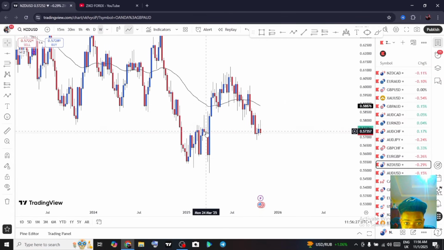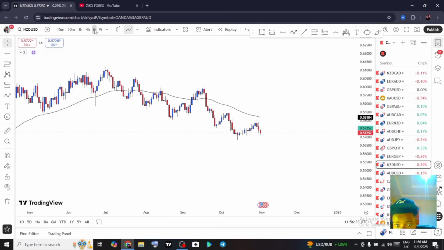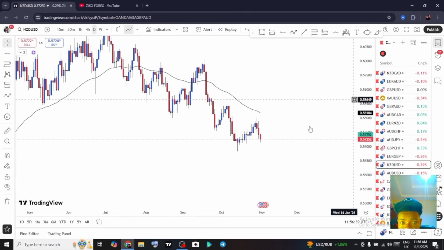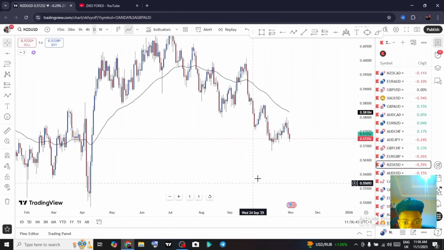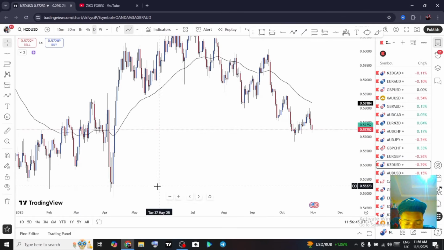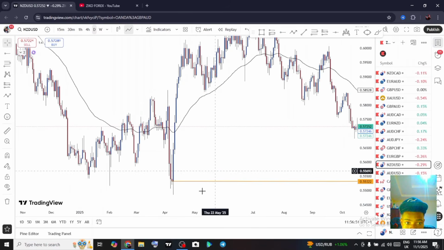You're supposed to be looking for sales from around here. It looks like price has gotten to around here right now. So that's weekly. Let me see how the daily looks. Daily looks clearly bearish. And the final take profit target on this market is all the way here. So let me draw that one first.